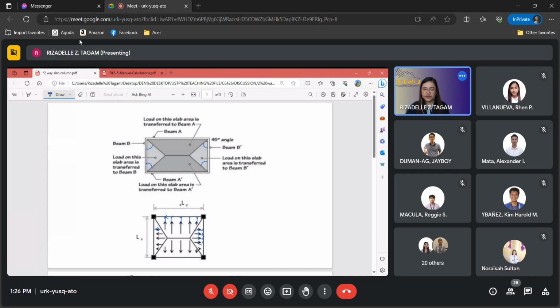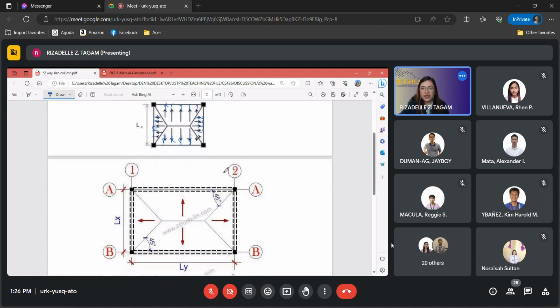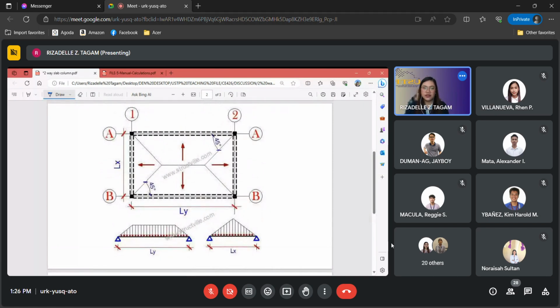Nga na ang flow. So, makita na to ang direction kung asa na to i-transfer ang loads. Kana. So, inani din siya. When we draw the load diagram, this becomes trapezoidal. Trapezoid. And the short span is triangle.